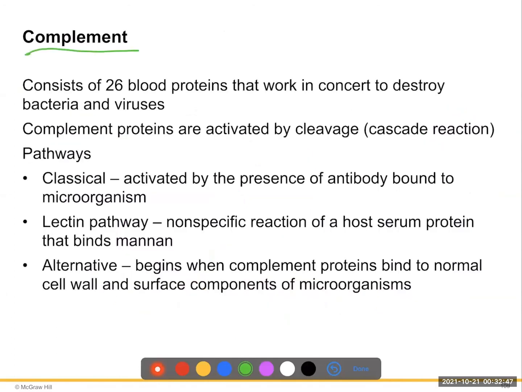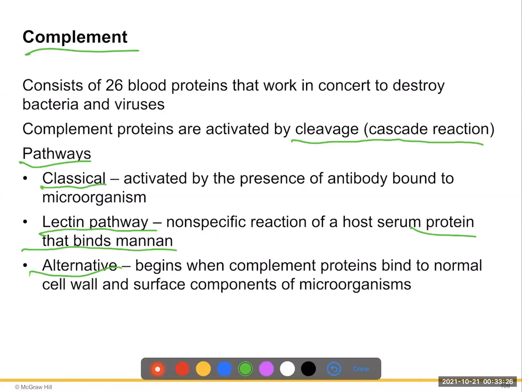Complement. Complement was the other portion. It consists of 26 blood proteins that work in concert to destroy bacteria and viruses. Okay. Complement proteins are activated by cleavage, which is a cascade reaction pathway. And it goes through 1, 2, 3, 4, etc. as it goes down through the pathways. Okay. There's classical, there's a lectin pathway, and there's an alternative pathway. Classical is activated by the presence of antibodies bound to microorganisms. Lectin is a non-specific reaction of a host serum protein that binds mannan. Okay, binds to it and kicks a pathway that starts its cascade going.